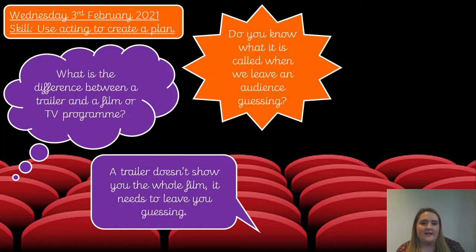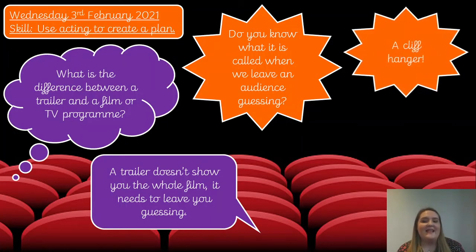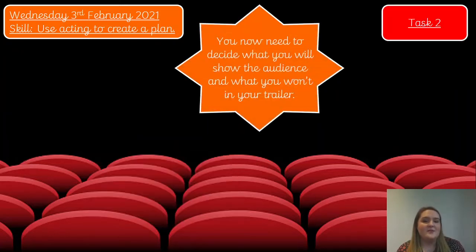It shows you a few of the characters, it shows you a few of the events, but it needs to leave you guessing. So, do you know what it's called when we leave an audience guessing? It's got a special name. Does anyone know what it is? Well done. It is a cliffhanger. So if it leaves you in a little bit of suspense, wanting to know more, wanting to know what's going to happen, maybe to the characters, we call that a cliffhanger. So task number 2 then.